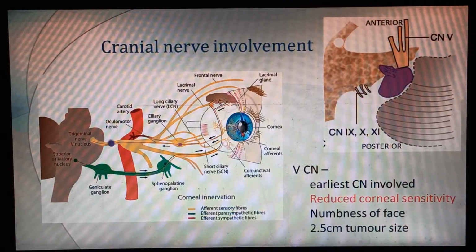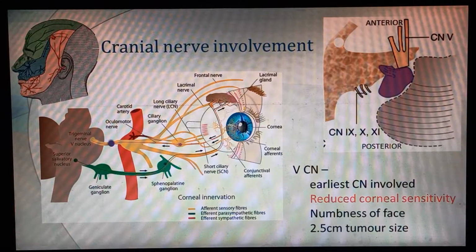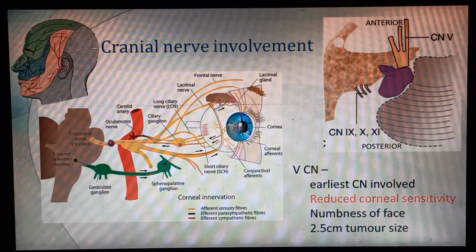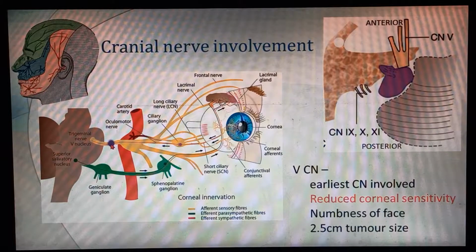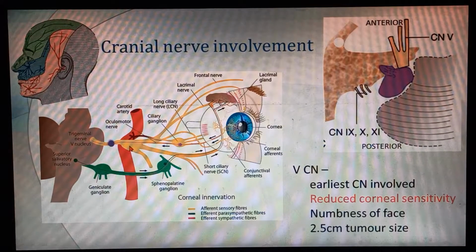And also, if you take the other branches, all three branches of the trigeminal distribute the sensory supply over the face in the same manner: ophthalmic, maxillary and mandibular. So once these fibers, the ophthalmic branch and the maxillary, and also the mandibular, are compressed by the tumor over here, it affects their nerve supply and the impulse transmission.